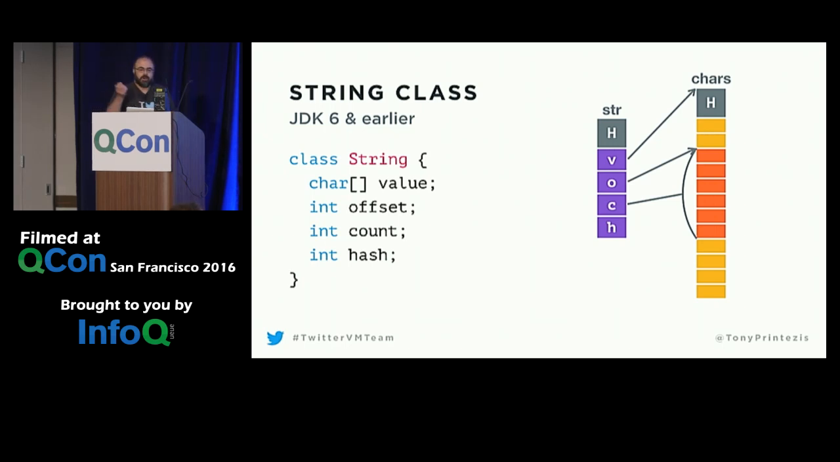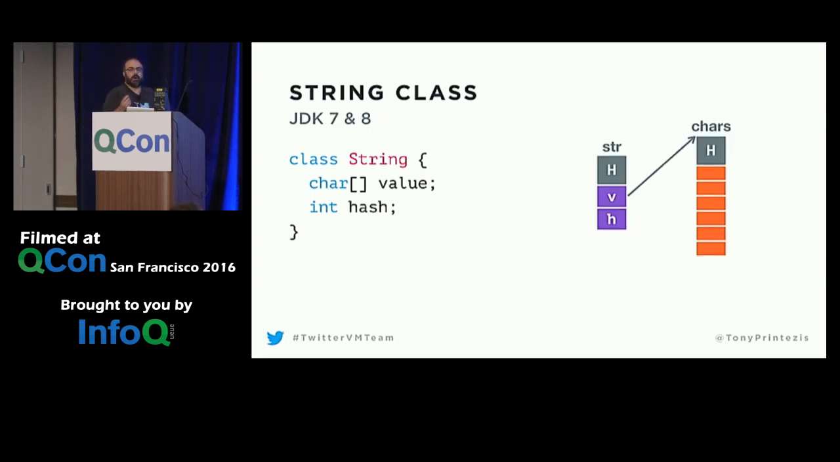Okay. So from JDK 7, they removed the offset and the count fields. So now you only have the hash and the value field, which points to the character array. So now the character array always contains all the characters that the string represents. And if you substring, then you get a new character array. There are a huge amount of performance and footprint trade-offs between the two different schemes, and I won't go into them right now. You can ask me later, but this seems to work pretty well in most cases.